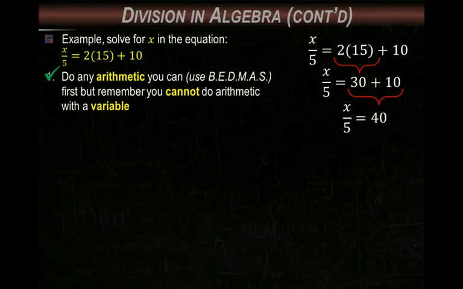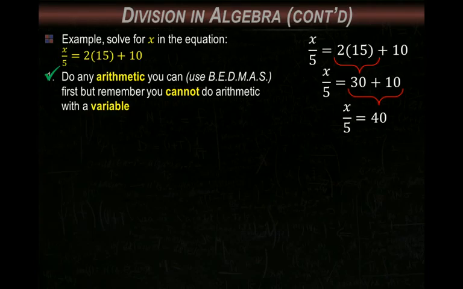Then we'll go to E, which is exponent. We'll skip it. D, division. Well, there is no division on this side. M, multiplication. Well, we already did that. Addition. Oh, let's do the addition. 30 plus 10 is 40, and we're done. So we just did a little bit of BEDMAS to get it to here. x over 5 equals 40. So that was just our step 1. We just did any straight up arithmetic we can.